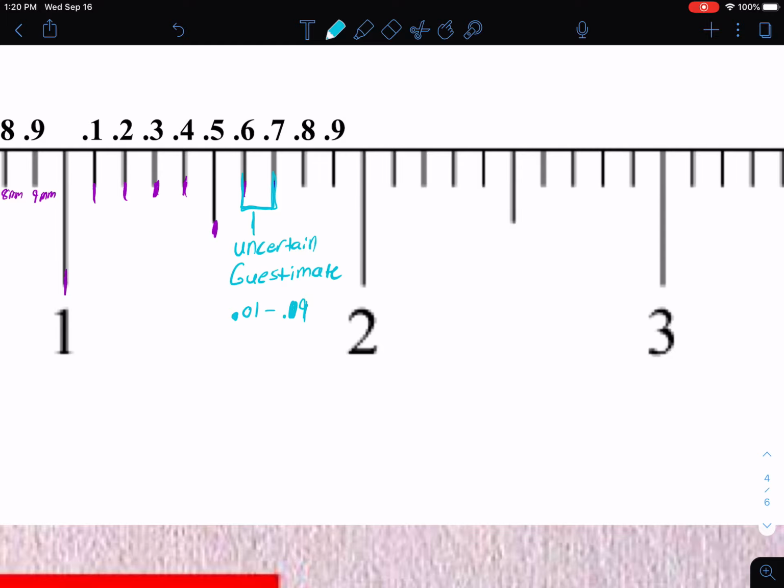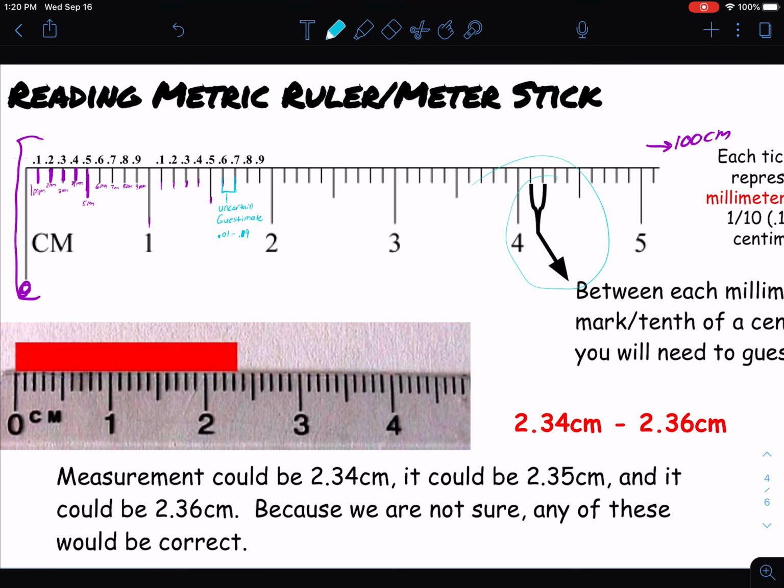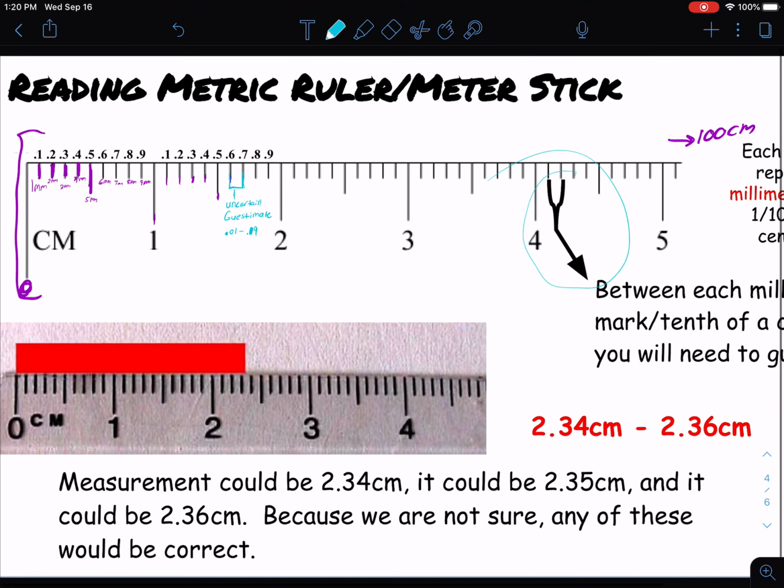What do I mean by that? Well, let's look at an example. Down here at this example, right here, right where this line is ending, okay? Right down there on that red line. I say that this line has a range between 2.34 centimeters and 2.36 centimeters.